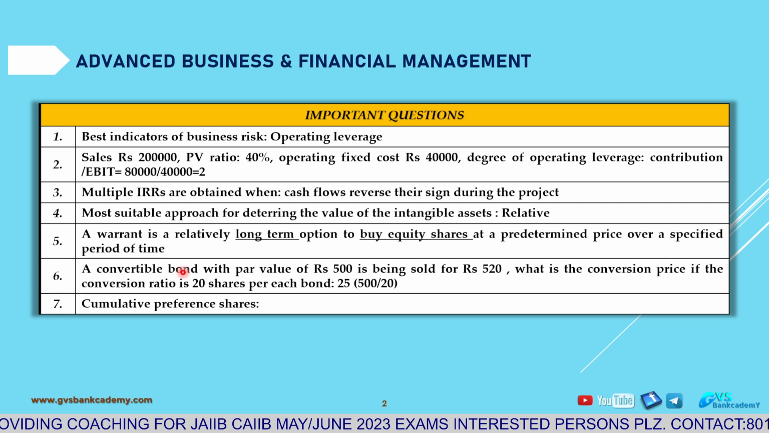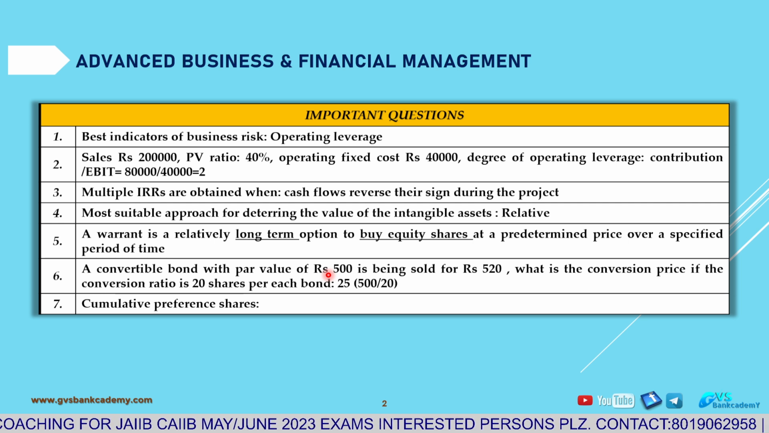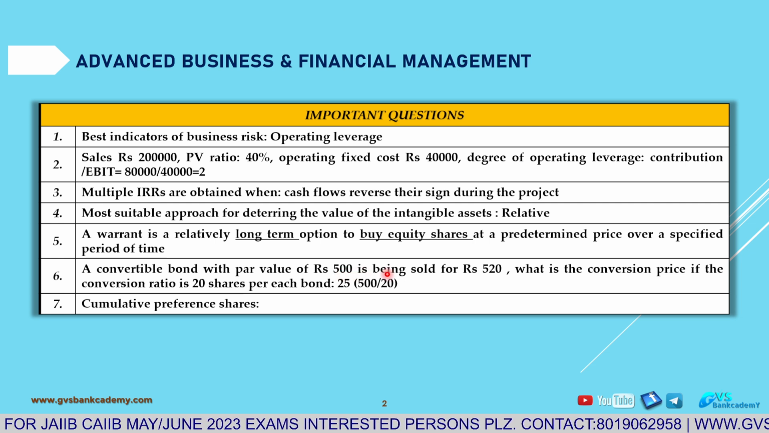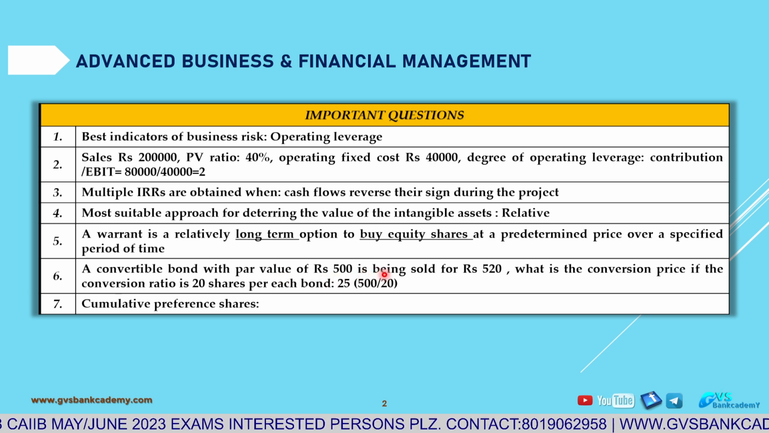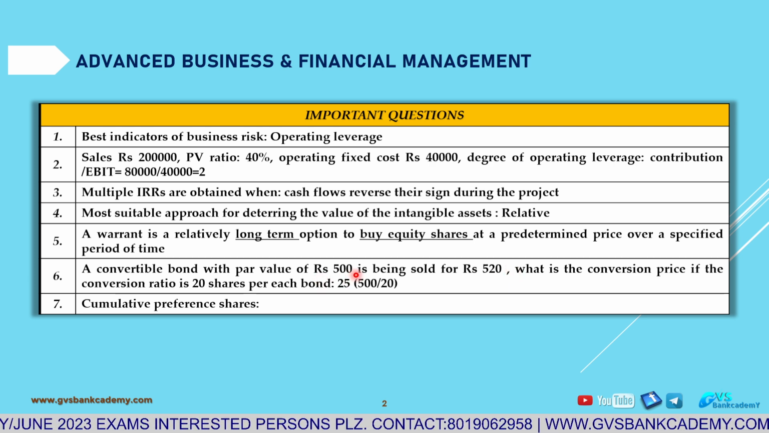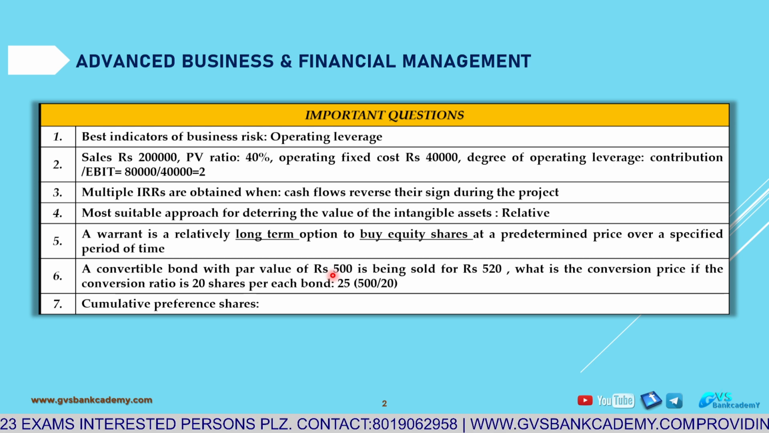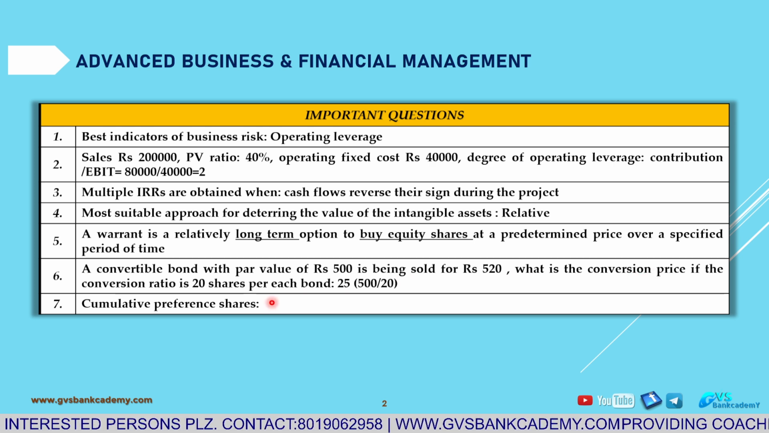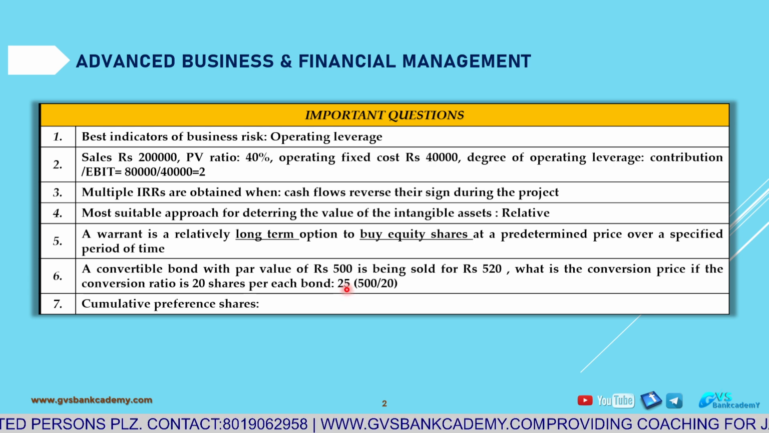Question 6. A convertible bond with par value, face value of the bond 500 rupees, issue price is 520. A 500 convertible bond issued at 520 to the investors. And each bond is going to be converted into 20 shares. The 500 rupees bond is going to be converted into 20 shares. What is the conversion ratio? 500 divided by 20 shares. So you will get 25.